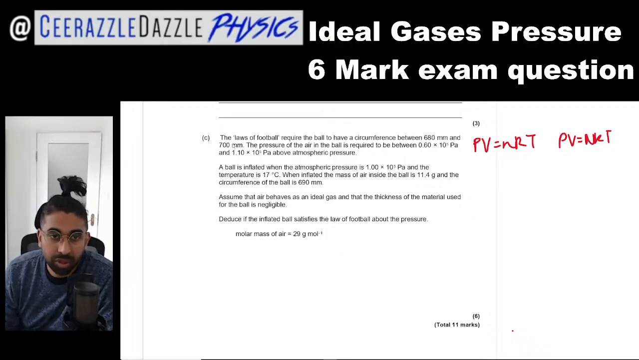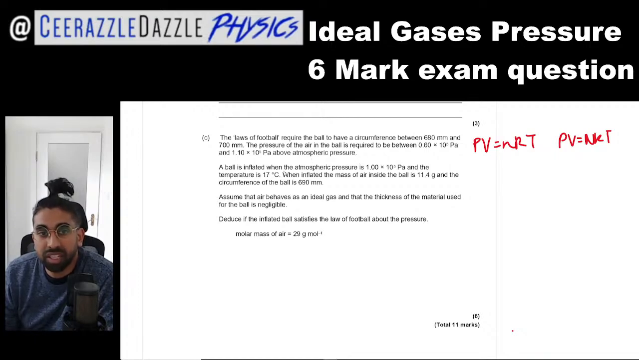Okay, let's read out the question. So obviously pause the video, maybe try it yourself, and then unpause it and watch me walk you through the problem. The laws of football require the ball to have a circumference between 680 millimeters and 700 millimeters. The pressure of the ball in the air is required to be between 0.6 times 10 to the power 5 Pascal and 1.1 times 10 to the power 5 Pascal above atmospheric pressure.